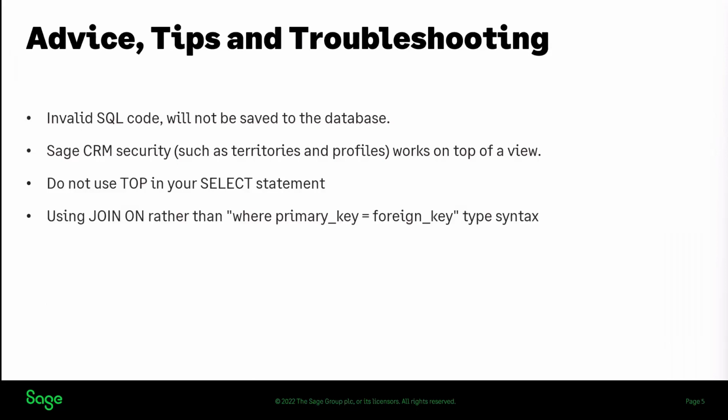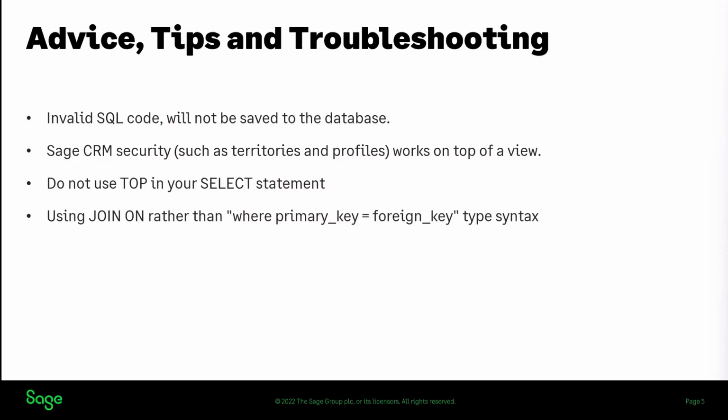Note that should your SQL code be invalid, Sage CRM will display an error message. If you make a syntax mistake, you will not be able to save those changes to the database or to CRM. Sage CRM security, such as territories and profiles, work on top of a view. For example, data returned to you in Query Analyzer will be different to the data returned to the user from the customized view within Sage CRM.